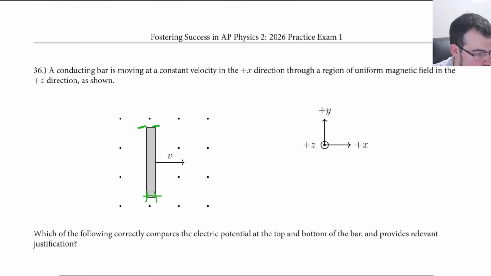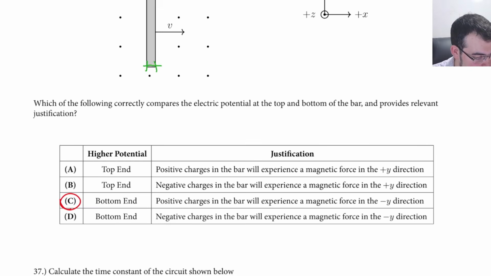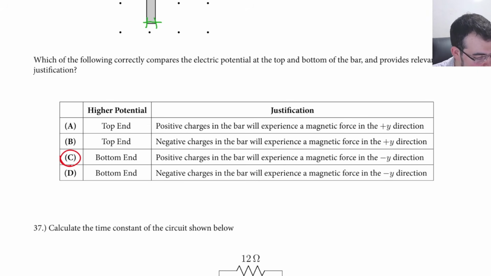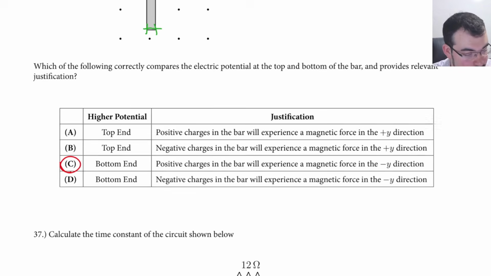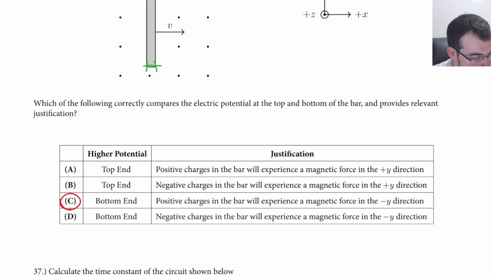Yes, we know it's the electrons that are typically moving, but this is just what the justification could be as to why the bottom is higher potential. We don't know. It could be some interesting charge carriers. But that is true. If the positive charges could move, they would experience a magnetic force in the minus y direction. Because equivalently, you could change the statement to say negative charges would move in the plus y, because those two are equivalent.